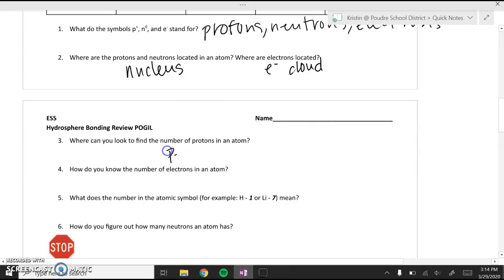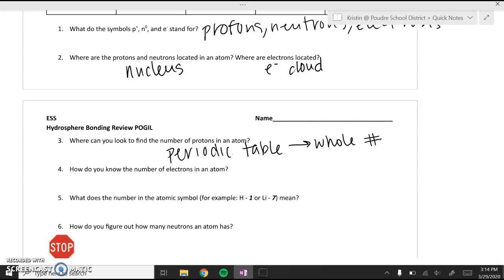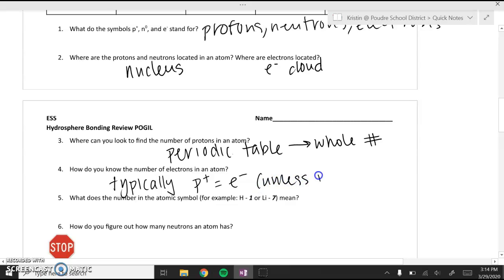So if you want to know how many protons are in an atom, you should look at your very best friend, the periodic table. And it is the whole number. And so that's how we can find out the number of protons. How do we know the number of electrons? Well, typically, protons equals electrons, unless it's an ion. But in this model, we're really not interested in ions. We're really just looking at atoms.